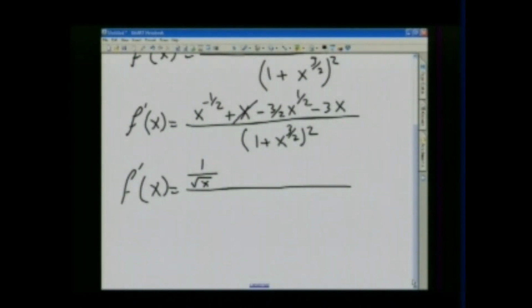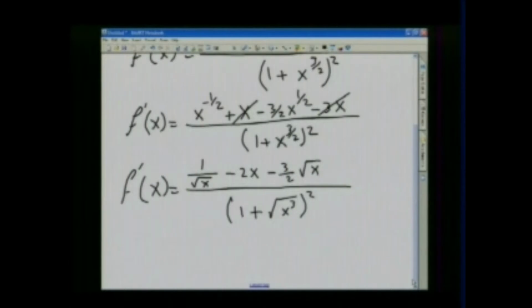Now here I have plus x and minus 3x would give me minus 2x. And here I have minus 3/2 times h to the 1/2 power, that would be square root of x, divided by 1 plus h to the 3/2, which is square root of x to the 3rd, the whole thing squared.